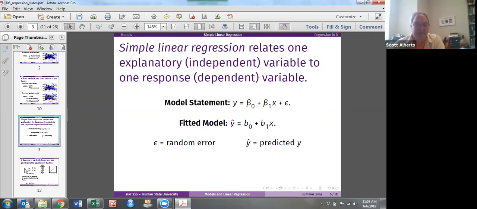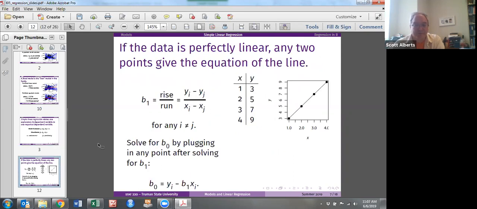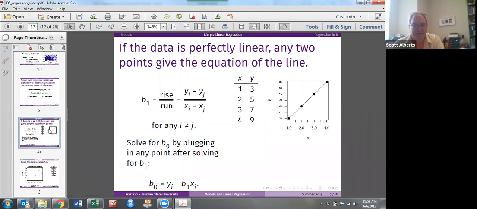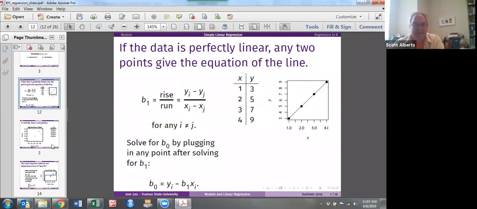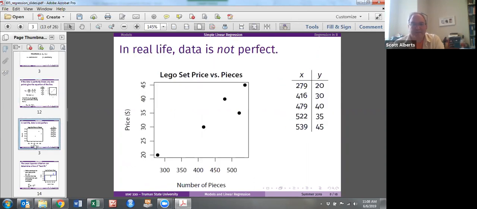Now, as you remember from algebra class, if the data is perfectly linear, then it's easy to calculate the line, and you can use your equation, rise over run, and solve for it after doing the plugging in. So if your data really is perfectly linear, you probably aren't doing a statistical model because our data is never so pretty as that. In real life, our data is not perfect. And here's a data set Dr.